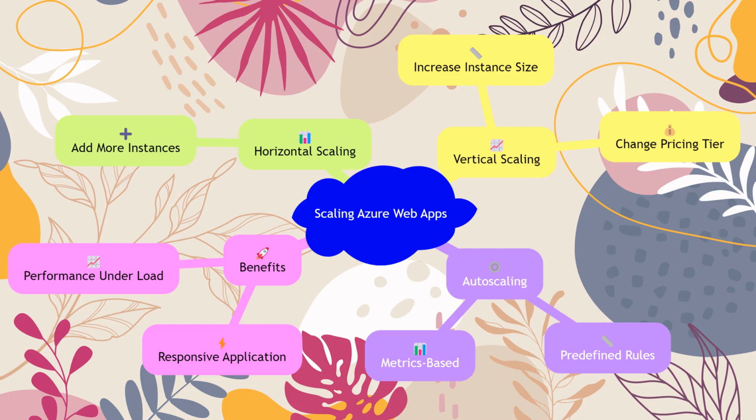As your application grows, you may need to scale your web app to handle increased traffic and load. Azure Web Apps supports both vertical and horizontal scaling. Vertical scaling involves increasing the instance size or changing the pricing tier of your app service plan. Horizontal scaling involves adding more instances to your web app. Azure provides auto-scaling capabilities, allowing your web app to automatically scale based on predefined rules and metrics. This ensures that your application remains responsive and performant under varying loads.